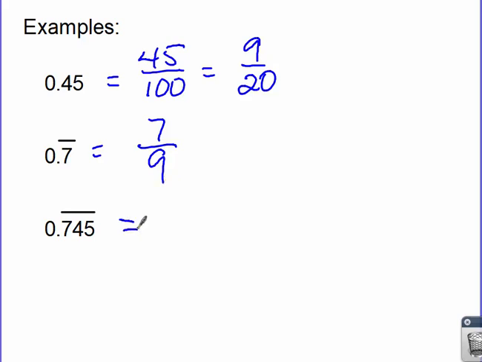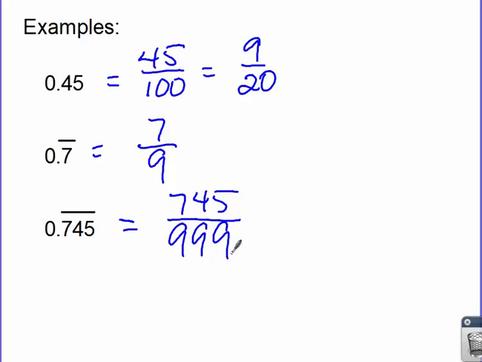Now the last one, 0.745, where the whole thing is repeating. If we follow that instruction, we put the 745 in the top, and we put a 9 in the bottom for each number that's repeating. In this case, there are 3 numbers repeating, so that means I'd put 3 9s. And then we would type that into our calculator to simplify.